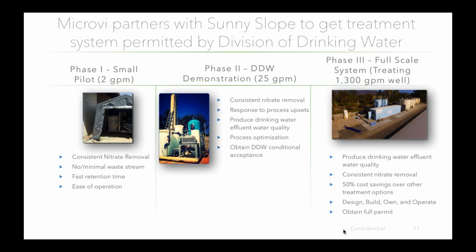And currently that system's been running for about 7 months now. And it takes a well that's got 1,400 gallons per minute pumping from it. The nitrates are 10 to 12 milligrams per liter. We typically take a split stream, so 30 or 40% of that flow. It goes into our treatment system. We reduce the nitrates down to less than one, and then we re-blend it back in with that well. And so now they're able to operate that well standalone rather than import or have to get water delivered into the system, into Sunny Slope, to blend that water down.